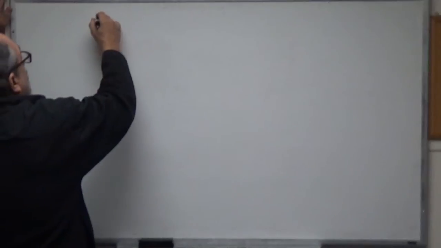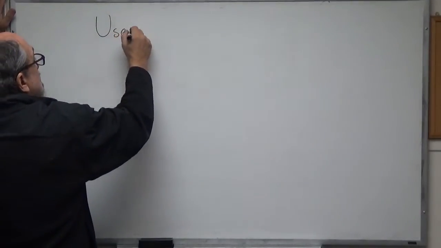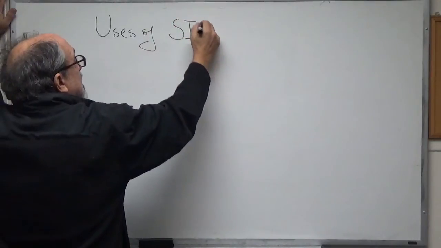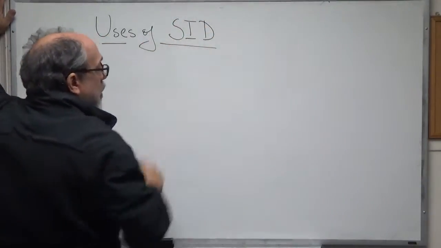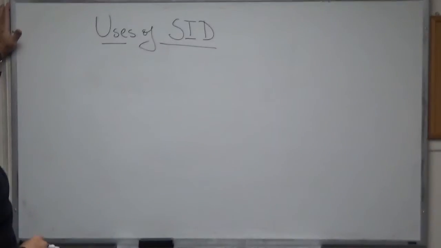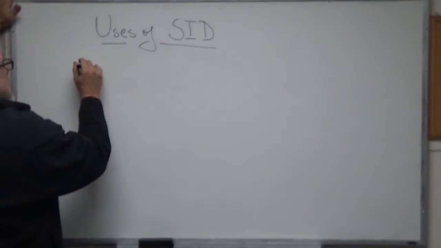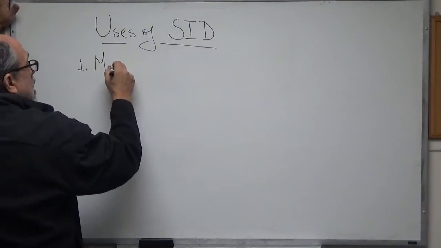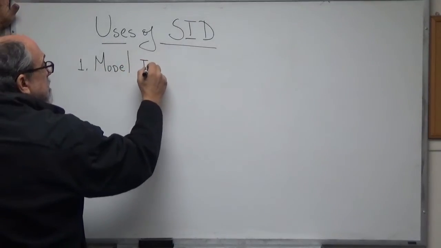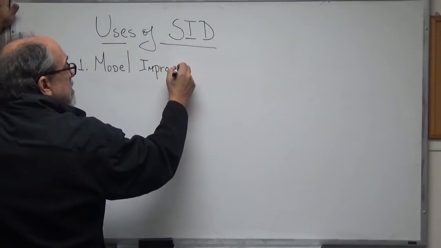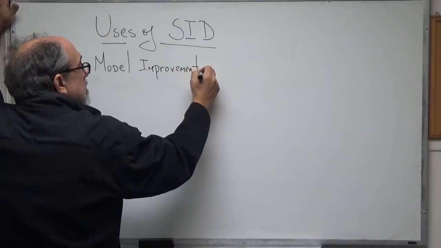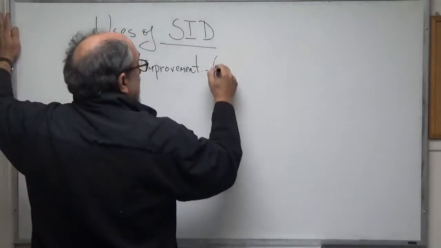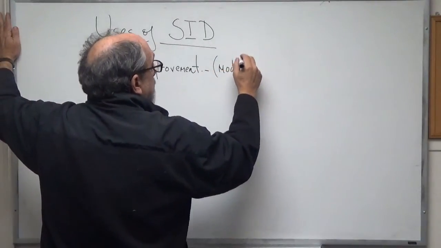So, uses of system identification, SID. What we might want to use it for? Well, we might want to use it, one, for model improvement. In the literature we refer to it as model updating.